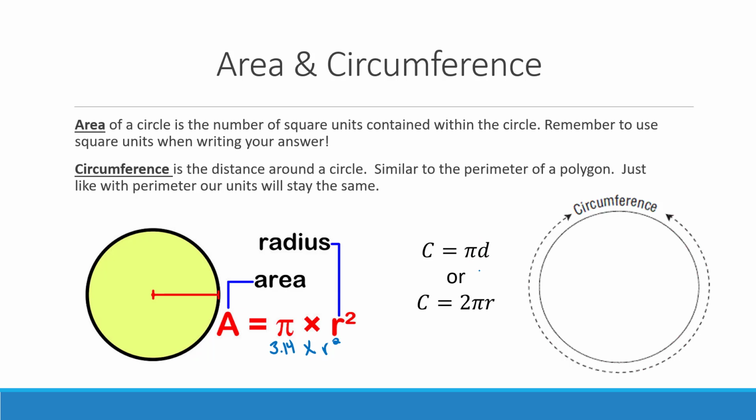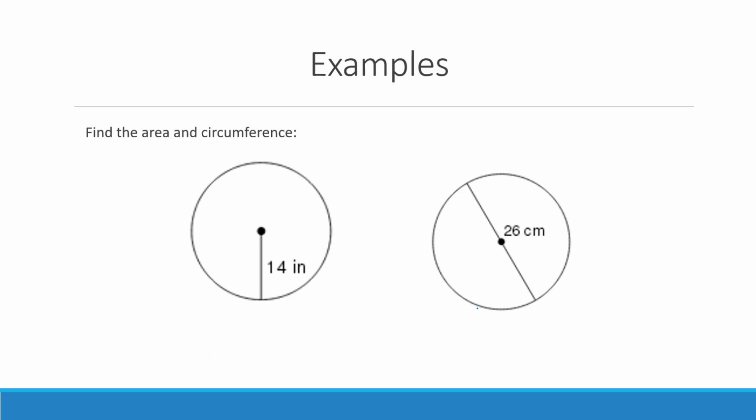Circumference, you can use either one. So circumference is pi times your diameter if you're given the diameter of the circle. If you're given the radius of a circle, you can use the formula 2 times pi times your radius. Again, sometimes it'll tell you to leave the symbol there, or sometimes it'll tell you to use 3.14 for pi. So let's look at some examples.